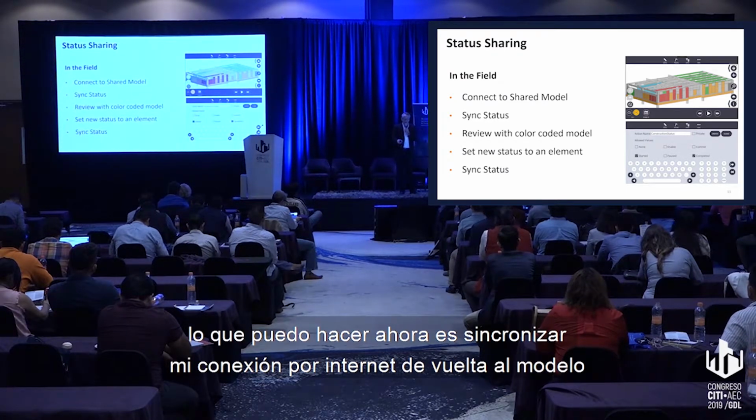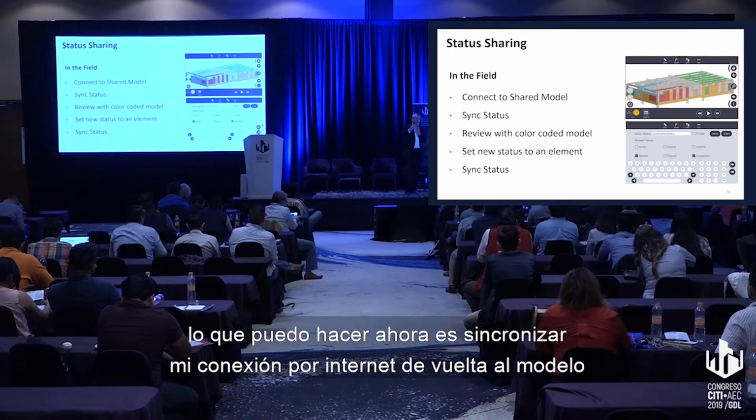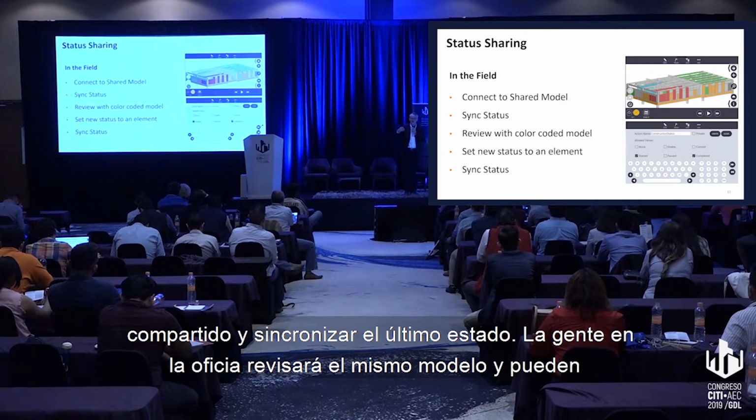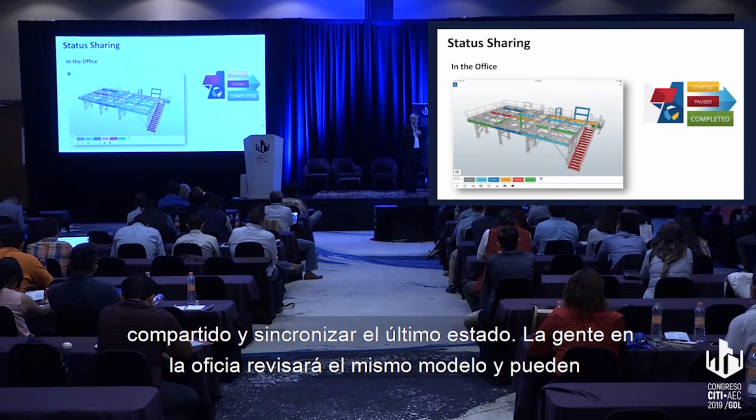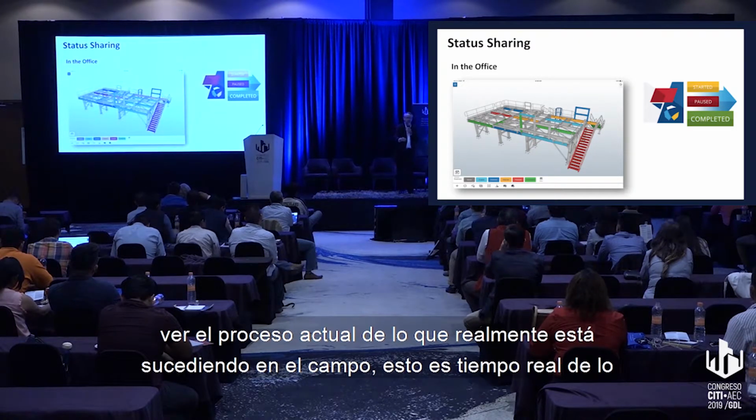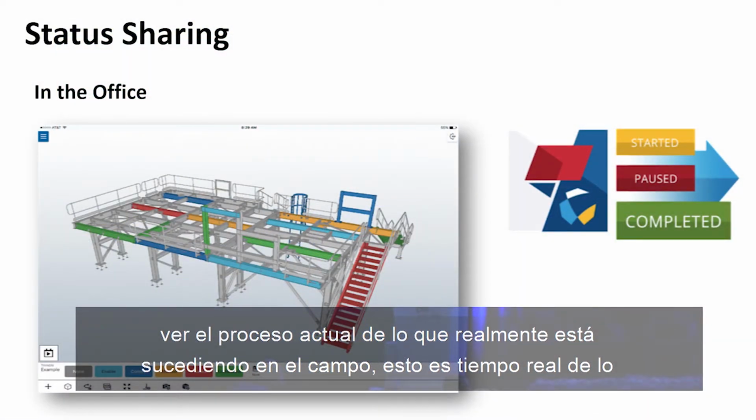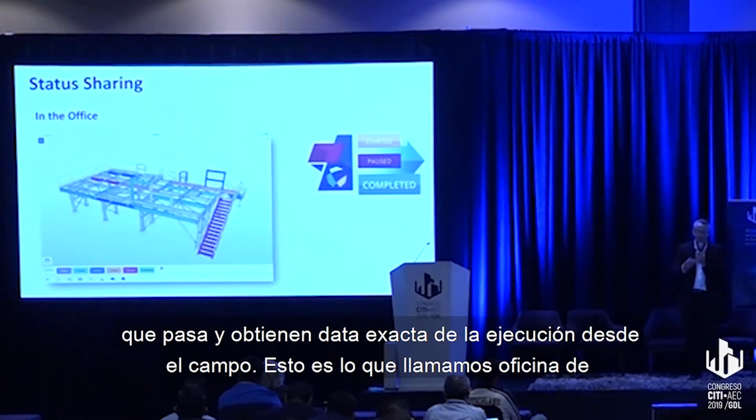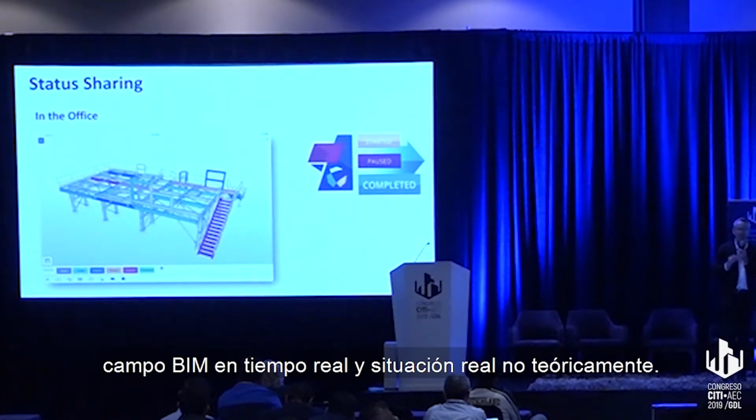What I can do then is sync up via a connection through the internet back to the shared model. It will sync up the latest status. So the people in the office will then review this same model, and they can see the current progress of what's actually happening out in the field. So this is in near real time as it is happening, and you're getting exact data of the execution from the field. So this is what I would call field to office BIM in real time and in a real situation, not theoretical.